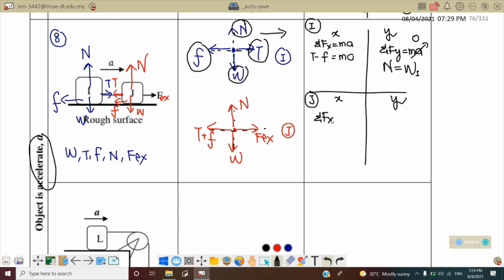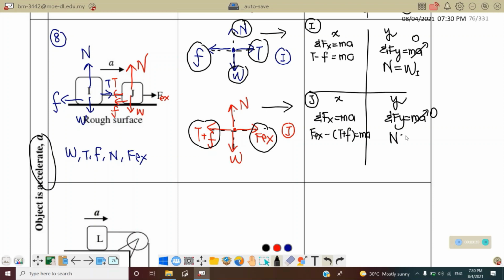The resultant Fx equals ma, and a is not equal to 0 for the x component because the motion is moving to the right. So since the motion is moving to the right, meaning that F external is greater than tension plus friction. So F external minus tension minus friction equals ma. Next, for the y component, Fy equals ma. Because the object is not moving up or down, our resultant for the y component equals 0, meaning that our normal force equals the weight for object J.